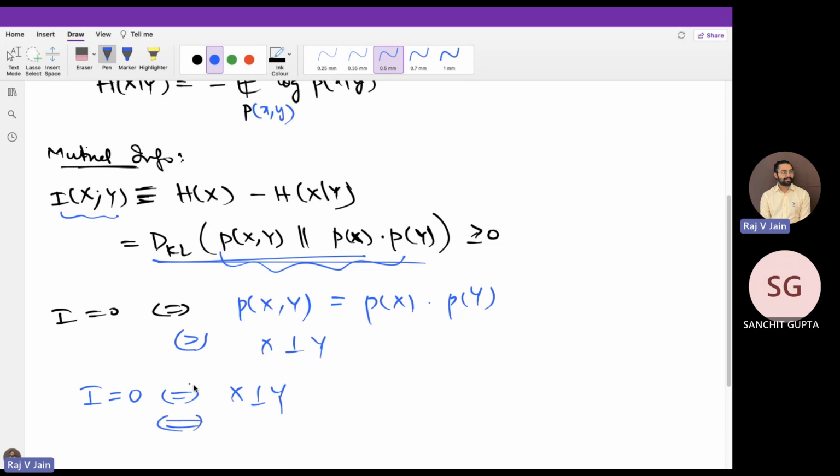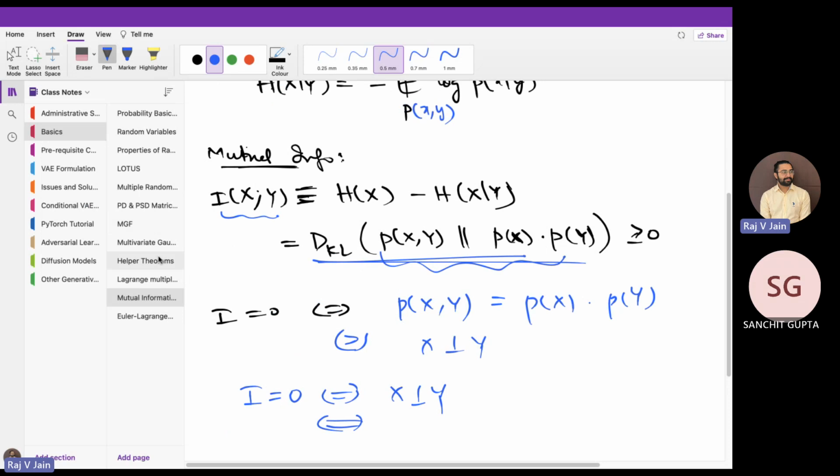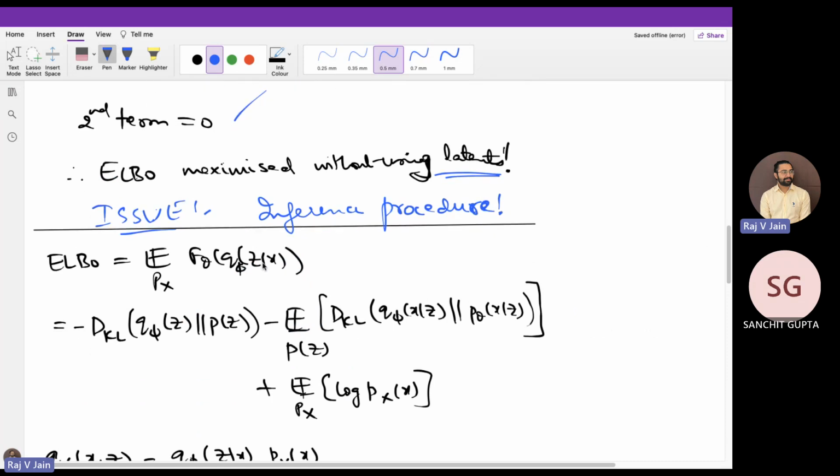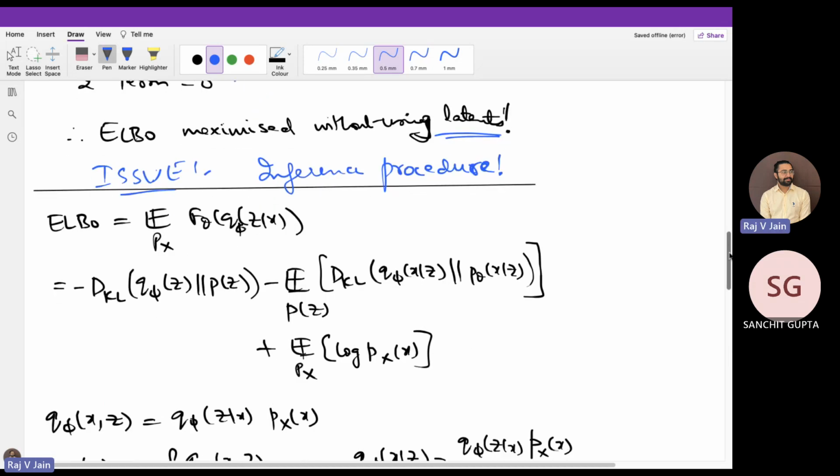So as we saw, what ended up happening was that we found a Z which was independent of X. That is where the inference procedure failed. So then what the authors do is they write this ELBO in another form. This is one more form of writing the same ELBO. Here you might see some new terms.